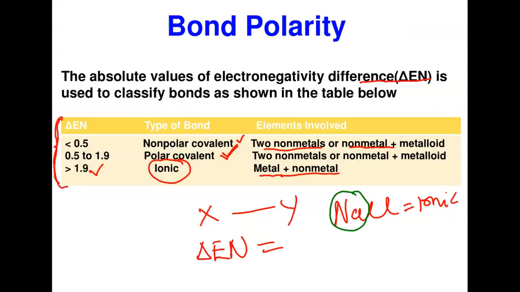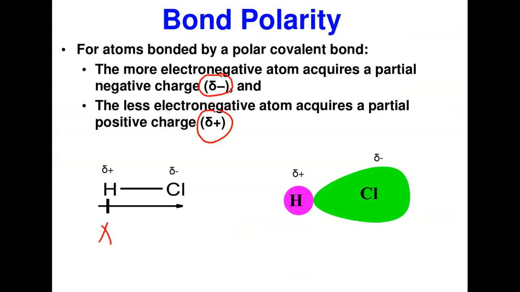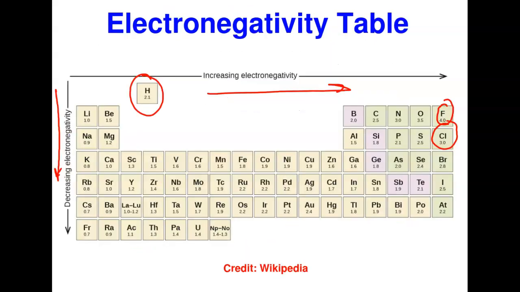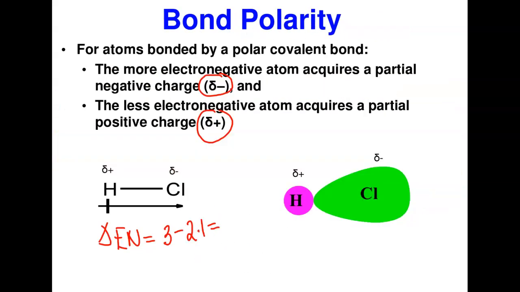So if we go back and look at the change in electronegativity, it is an absolute value, so it doesn't matter which way you subtract. I'm going to say 3 minus 2.1. Let me confirm that number again. Yes, that should give me about 0.9. Now, with this kind of classification, this bond is a polar covalent bond. And what happens? The bond becomes polarized.